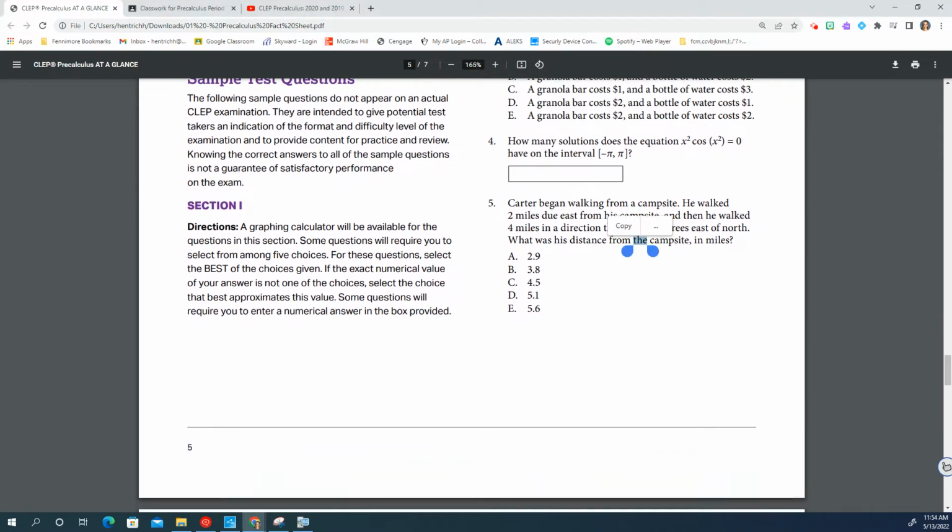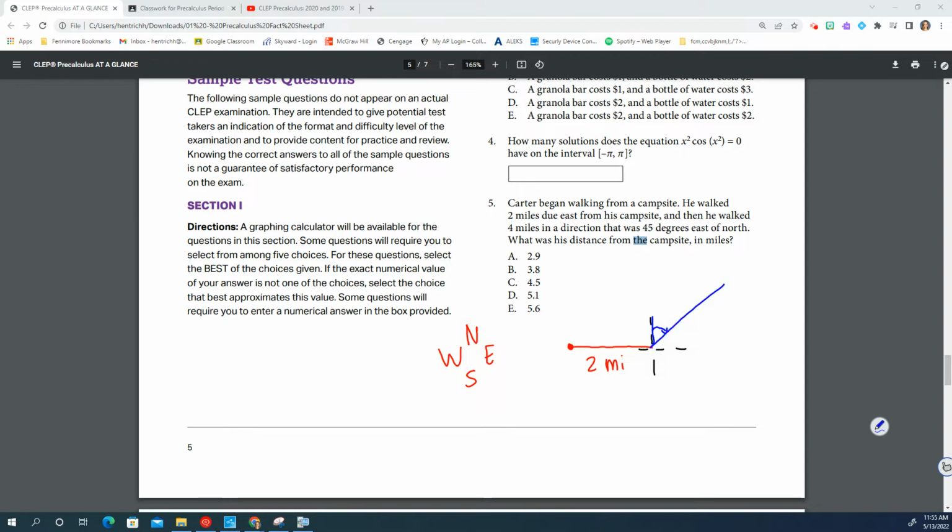I love the next problem. This is one kind of similar to what I would give you on this assessment. Carter began walking from a campsite. He walked 2 miles due east. That'd be this direction. Then he walked 4 miles in the direction that was 45 degrees east of north. All right, let me put a little compass here to give us some direction. 45 degrees east of north would be this direction.